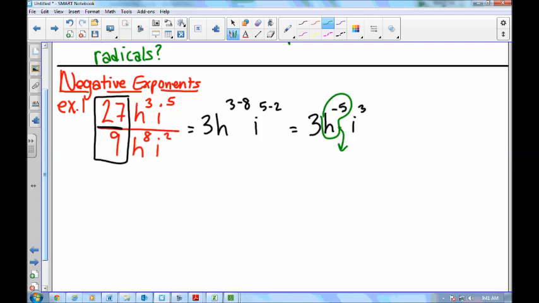So I'm going to move it down, which means I now have a fraction. It changes the sign of the exponent. And the 3 and the i cubed, they're already positive. If I move them down, that'd make them negative. We don't want to do that. They're already positive. We're going to keep them positive. Okay, so this would be your final answer.